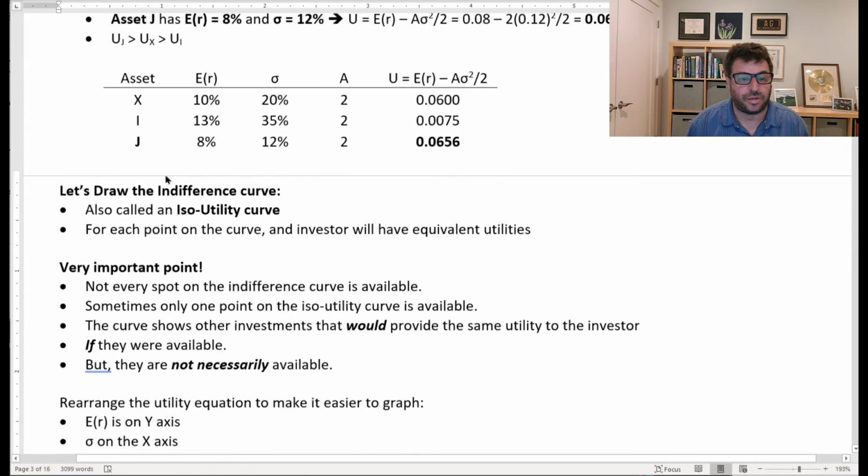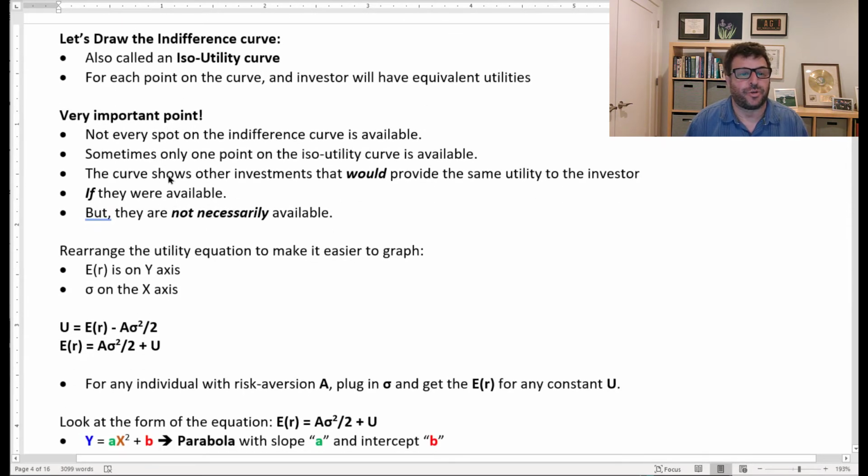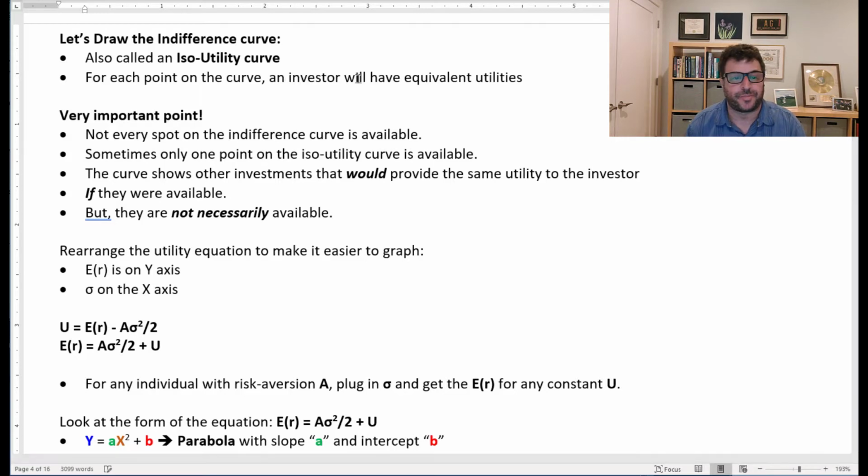Let's draw the indifference curve. It's also called an iso-utility curve. What that means is for each point on the curve, an investor will have equivalent utilities. So this is very important. Not every spot on the indifference curve is available. Sometimes only one point on the iso-utility or indifference curve is available. The curve shows other investments that would provide the same utility to the investor if they were available, but they are not necessarily available. We're just drawing this theoretical curve so that we can compare investments.